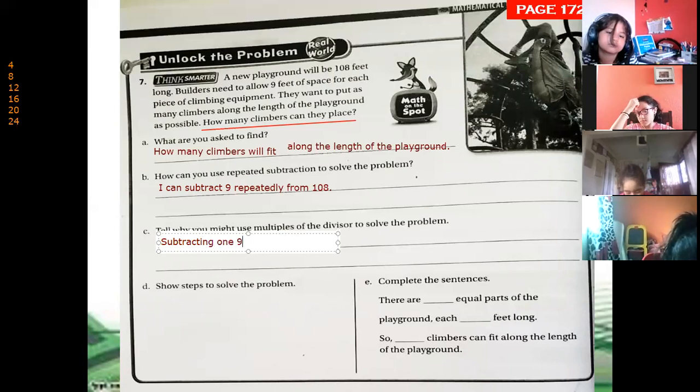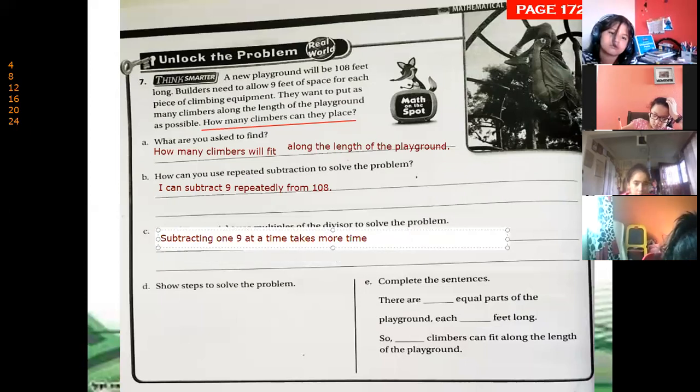Subtracting 9 at a time, because this is how we have to do it. We subtract minus 9, and then minus 9, minus 9, minus 9, one 9 at a time. It takes more time, right? And this was a problem we faced. It takes more time and more space. Some of you didn't have enough space to copy the whole subtraction, right?